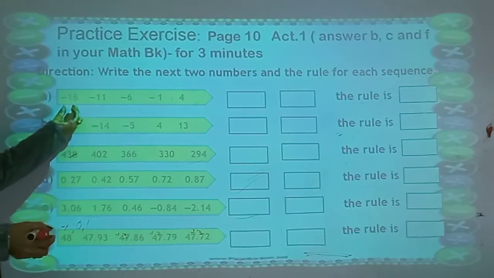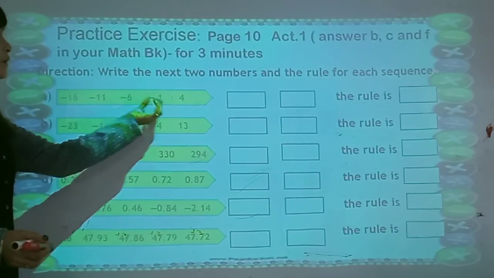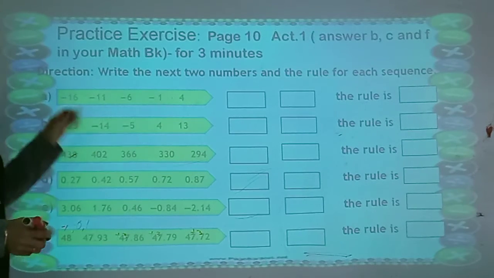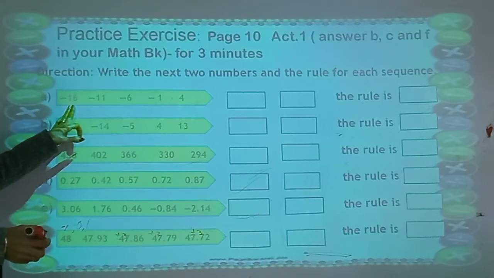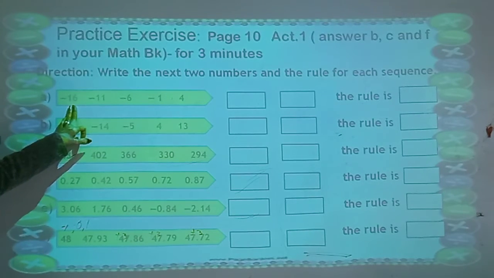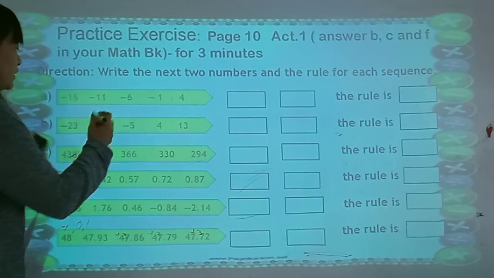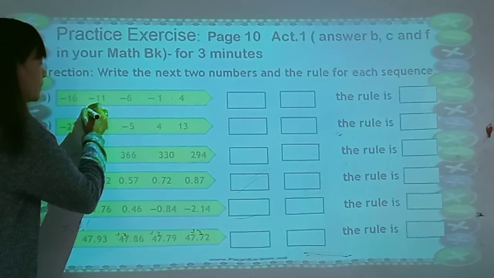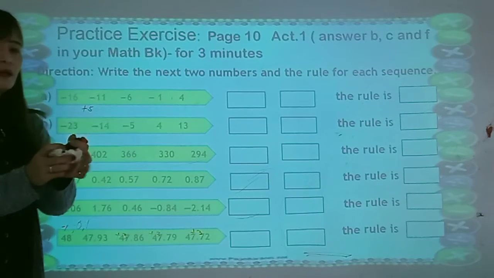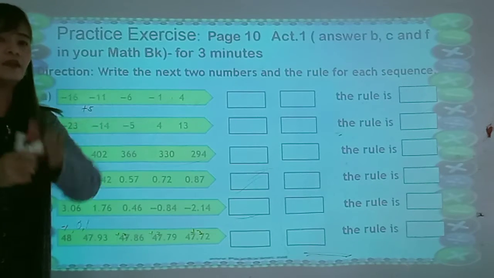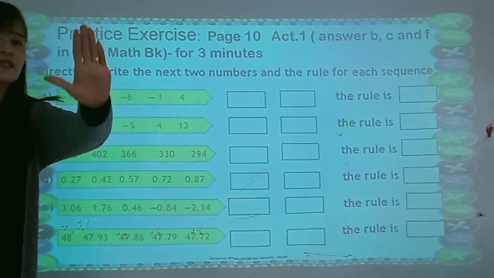Letter A, we have negative 16, negative 11, negative 6, negative 1, and 4. Therefore, class, what is the rule that we are going to use in this sequence? Very good. We need to add plus 5. The rule is adding plus 5. So negative 16, negative 15, negative 14, negative 13, negative 12, negative 11.